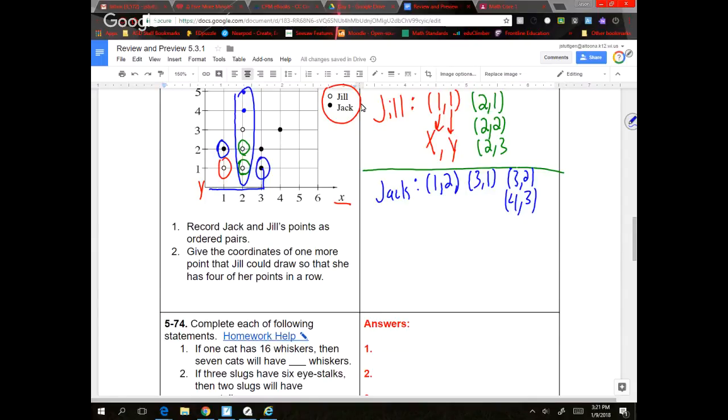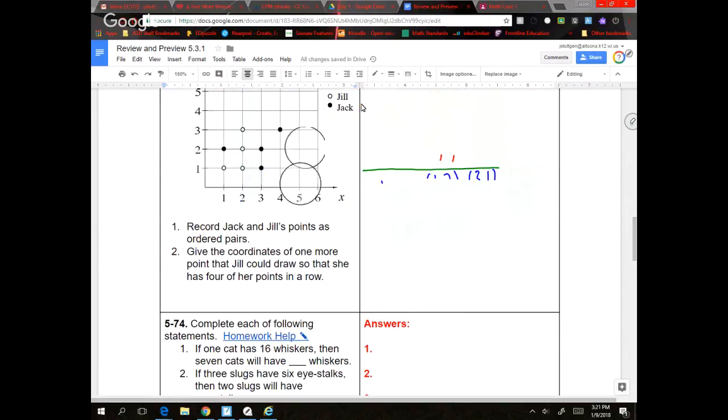So I could add a point 2, 4, 2, 5, anything on the 2, really. I could go 2, 0. I could go 2, 150. I could go 2, negative 30. Anything with an x of 2 would work. Okay. Next problem.